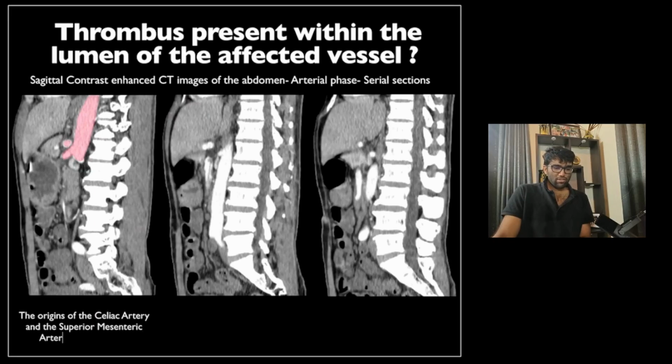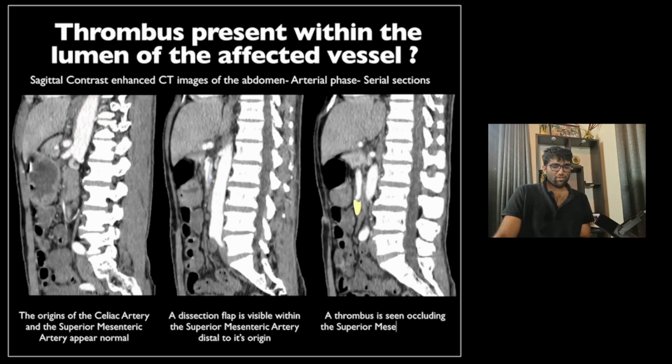So as you can see, the origins of the celiac and superior mesenteric arteries appear normal in the first image. In the second image, you can see that there is a dissection flap in the superior mesenteric artery. I've highlighted it in blue, distal to its origin. And finally, we have a thrombus that is occluding the superior mesenteric artery distally. So naturally, this patient would have presented with an acute aortic syndrome complicated by acute obstructive mesenteric ischemia.